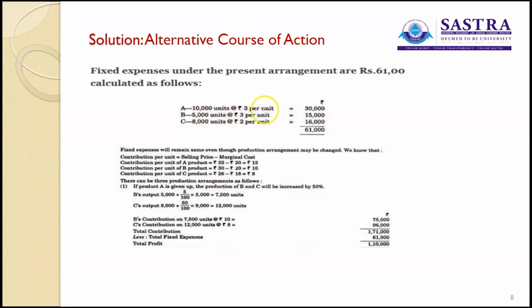10,000 units into 3 per unit, it is 30,000 rupees. 5,000 units into 3 per unit, it is 15,000 rupees. Then 8,000 units into 2 per unit, it is 16,000 rupees. So totally we have 61,000 as your fixed expenses.